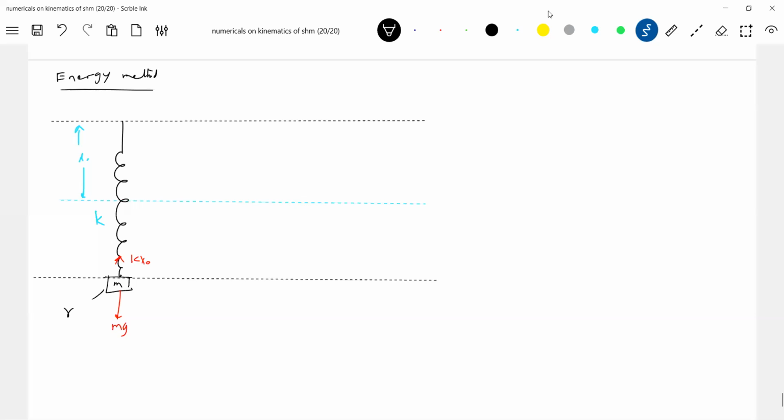Now, what I do is, at mean position, I'll give velocity to it. It is at rest, so I'm going to project the block with a velocity, say V naught. What are the forces that are acting? As usual, Kx naught and this mg. So what happened to the block? It will start moving down. It will start descending down.